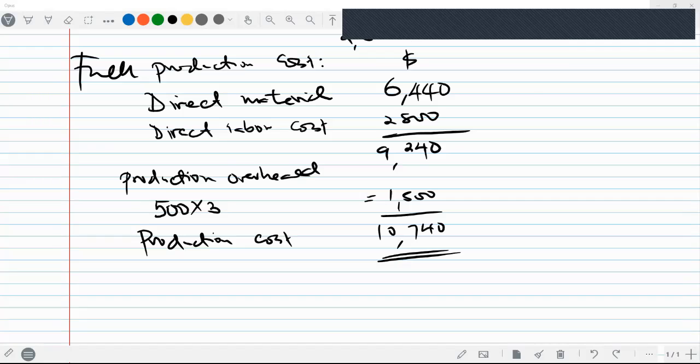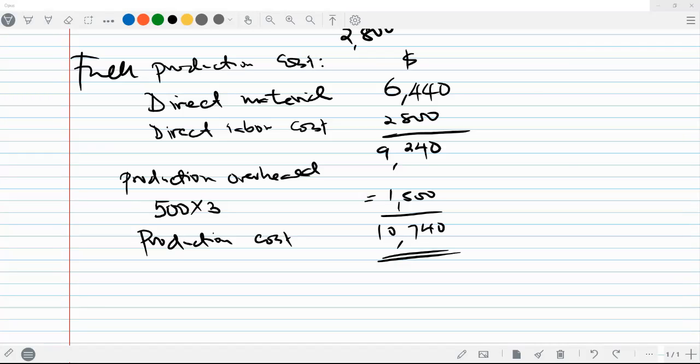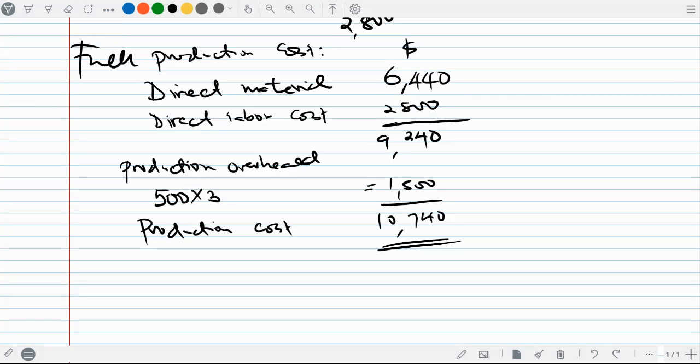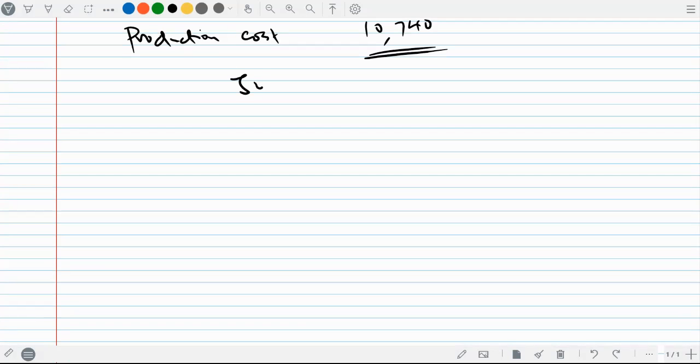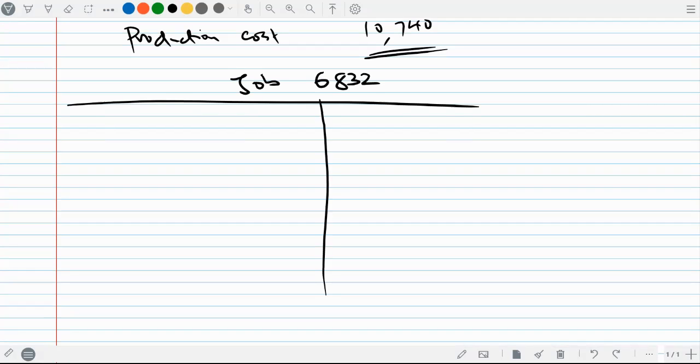So here I've been asked to prepare the job cost card for each of the jobs, and summarize the job cost card and profit for each of the jobs completed. So you need to prepare the job accounts. Let us begin with the first job, job 6832. You prepare an account for it. First we have the balance brought forward, the cost of the job so far.